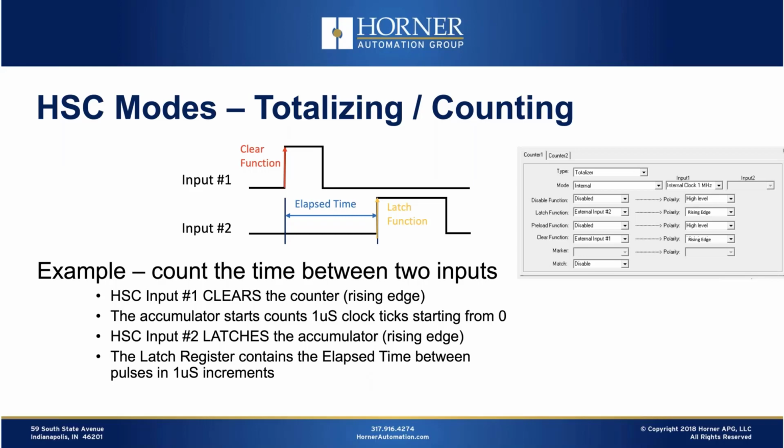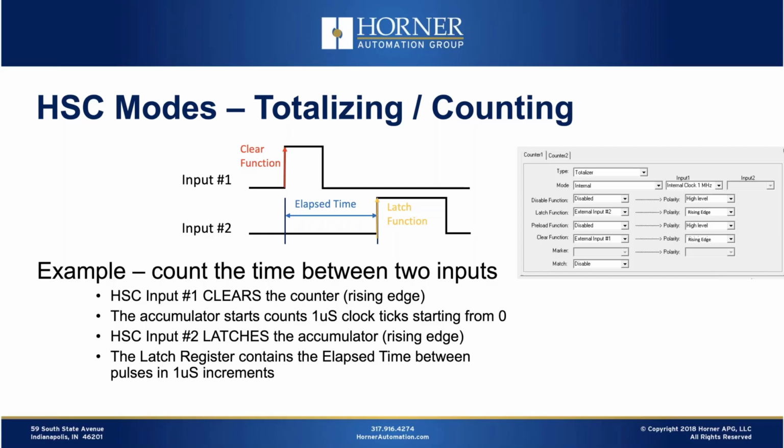Well, one way I can set that up is, again, utilizing totalizer mode, and you can see the snapshot from the high-speed counter configuration for the totalizer mode. But this time, it's configured for internal, and it's configured to be counting internal clock ticks at a 1 megahertz rate. Okay, so that's what we're counting. We're not counting something external. We're effectively counting internal clock ticks. So by manipulating our clear function and our latch function, we can ultimately end up with the elapsed time in 1 microsecond increments in our latch register and get the value we're looking for.